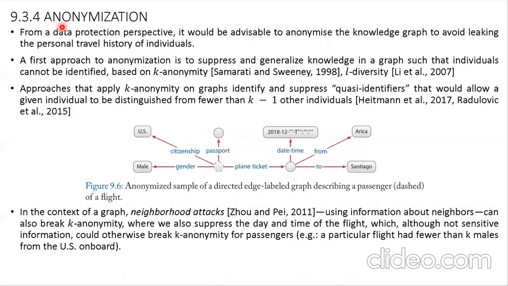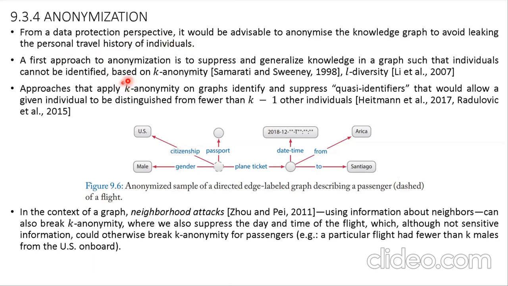So we will move to the anonymization properties. Consider that the tourist board acquired information on transport taken by individuals within the country, which can be used not only by the board, but potentially by other stakeholders, such as agencies and companies, to understand the trajectories taken by the tourists. So from a data protection perspective, it could be advisable to anonymize the knowledge graph to avoid leaking the personal travel history of one person.